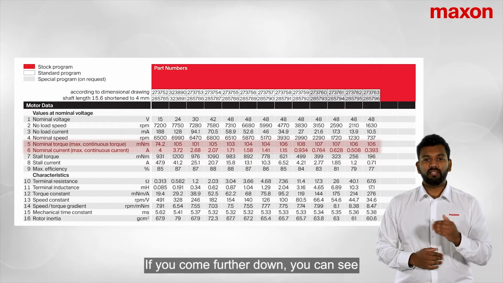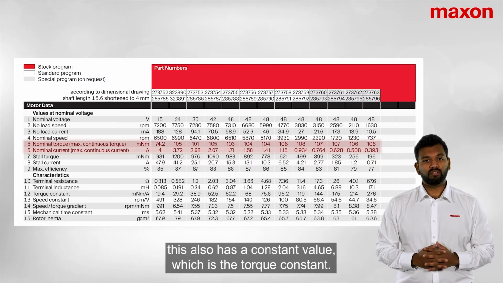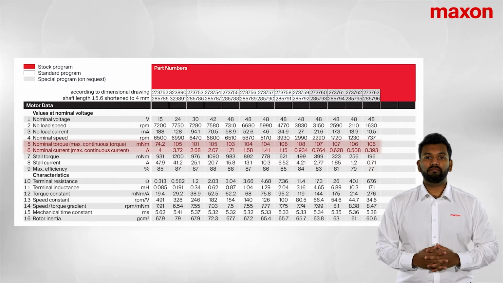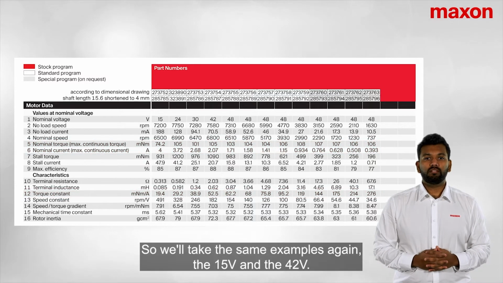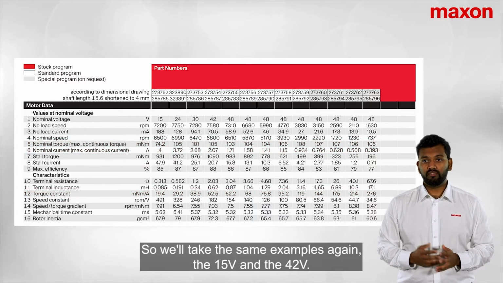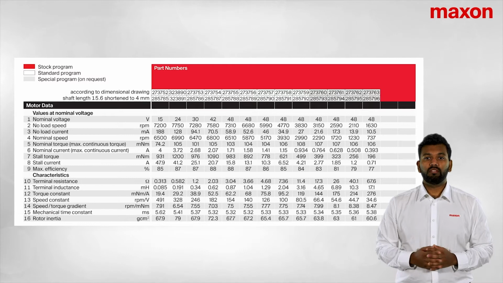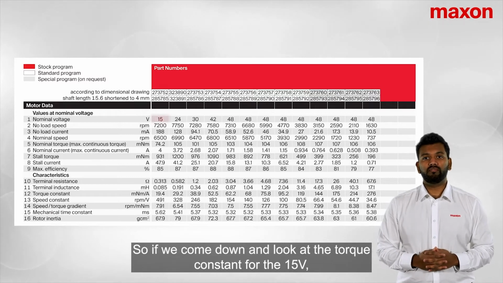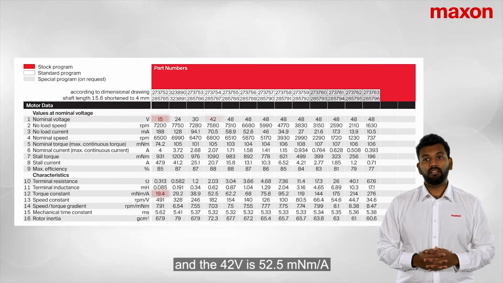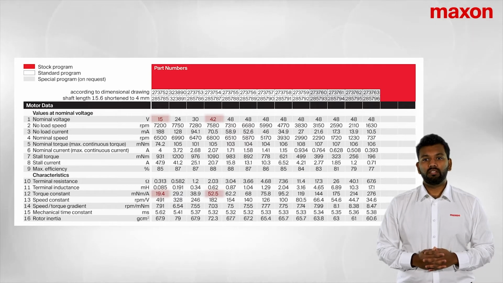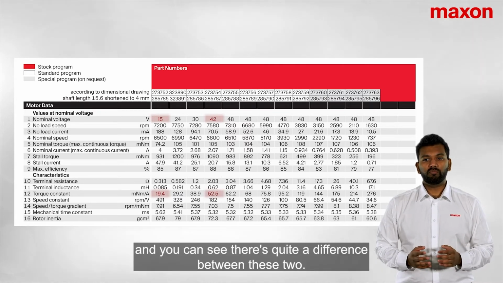If you come further down, you can see this also has a constant value, which is the torque constant. This shows you per amp what torque is achievable. So we'll take the same examples again, the 15 volt and the 42 volt. If we come down and look at the torque constant for the 15 volt, this is 19.4 millinewton meters per amp. And the 42 volt is 52.5 millinewton meters per amp. And you can see there's quite a difference between these two.